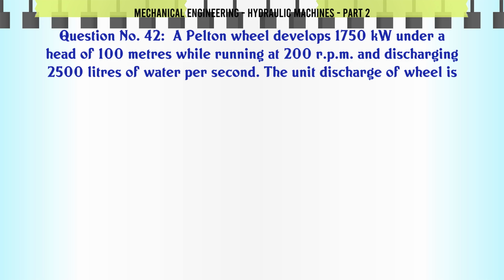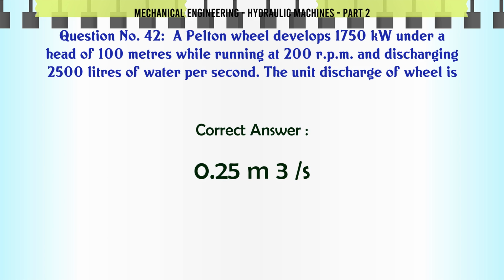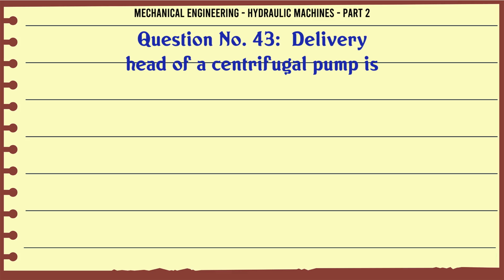A Pelton wheel develops 1750 kilowatts under a head of 100 meters while running at 200 rpm and discharging 2500 liters of water per second. The unit discharge of wheel is A. 0.25 m³/s, B. 0.5 m³/s, C. 1.5 m³/s, D. 2.5 m³/s. The correct answer is 0.25 m³/s.